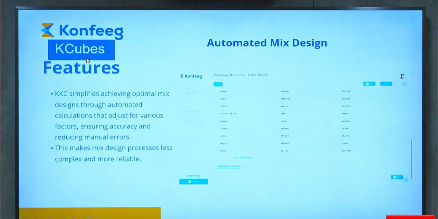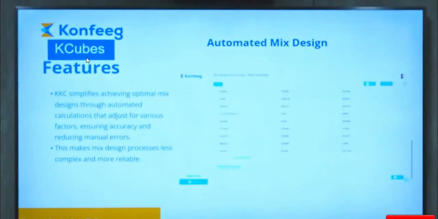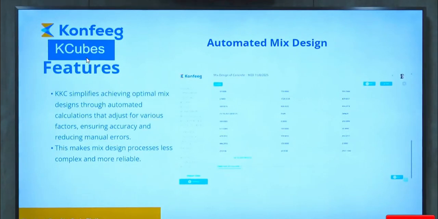So you only have to enter the data into the mix design collection, that is all your material quantities, your densities, your water absorptions, and other parameters. And based on all of the parameters, it arrives at the final mix design, which is nothing but the weights of each of the materials and the proportions in which they need to be mixed. So that is how the automated mix design works.